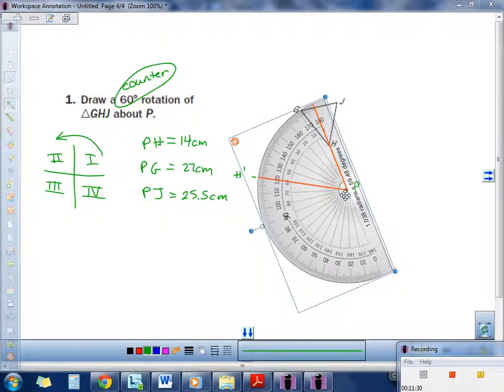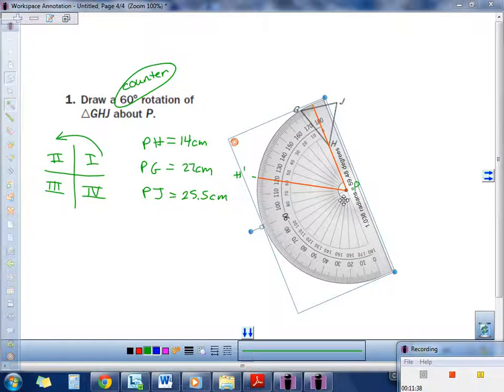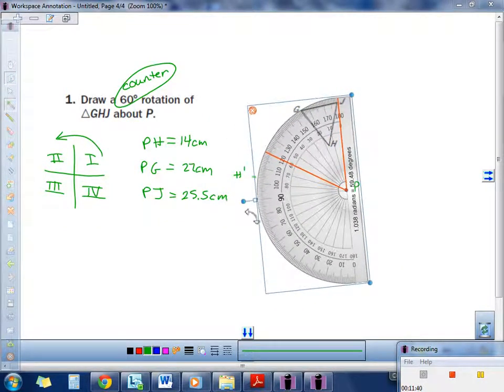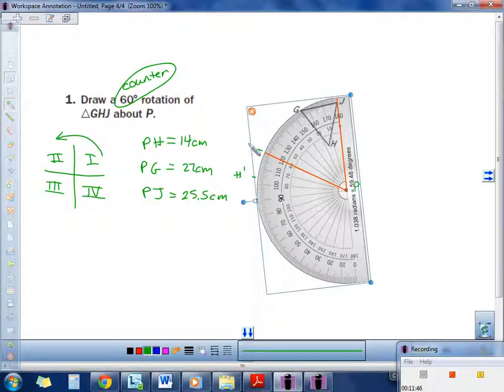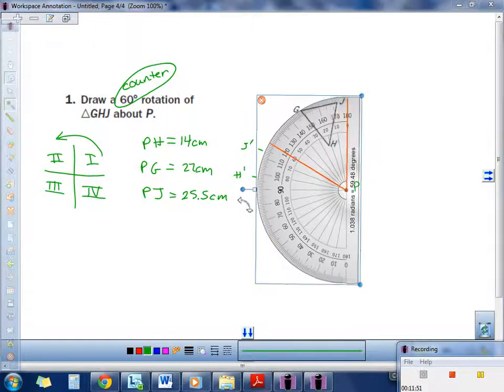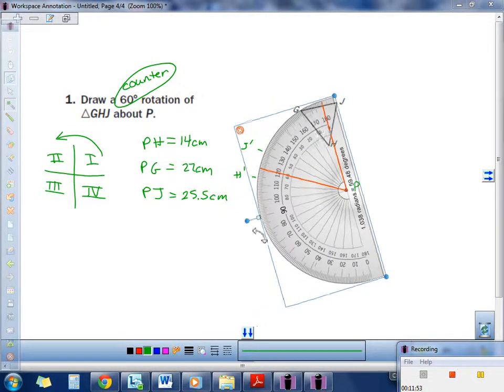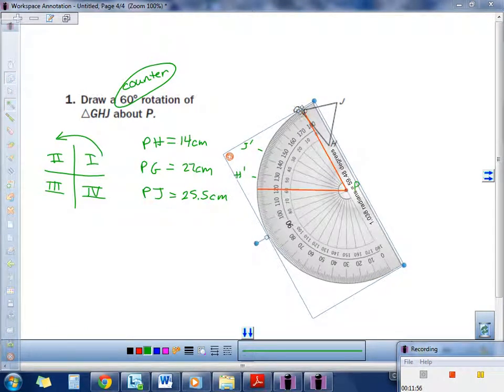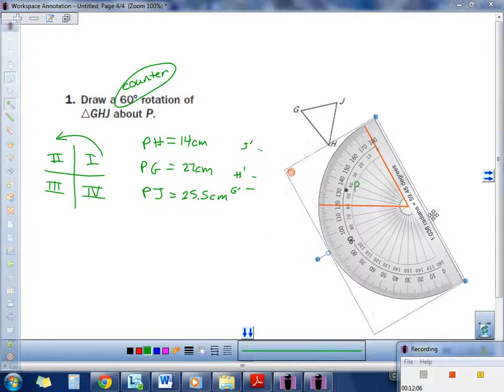Now I already have my center aligned, so I just need to rotate my protractor just a little bit more. Alright, I'm going to hit J real quick. So now I'm hitting 0 on J, and here's my 60 for J prime. Now I got to rotate my protractor a little bit more to hit G. Now I'm hitting G with my 0, hitting my point on my center, and here's my 60 out here. Here's my G prime. Now I'm done with my protractor.